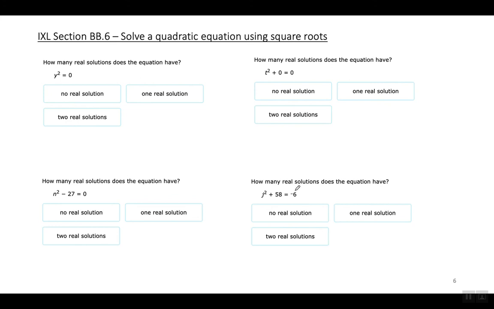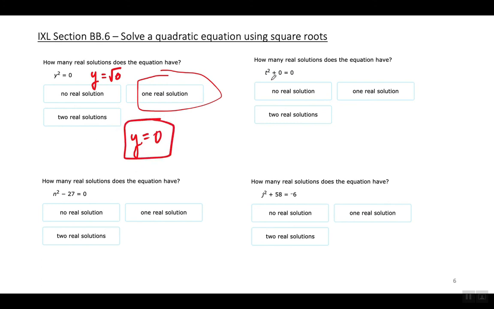It's going to be this one right here. All right, so as I said, when the variable to the second power equals 0, there's only going to be one real solution. Because the answer to this one is that y equals the square root of 0, and the square root of 0 is 0. There's only one answer. Same thing with this one. It's going to be t squared equals 0. So t equals the square root of 0, which is 0. There's only one answer, one real solution.